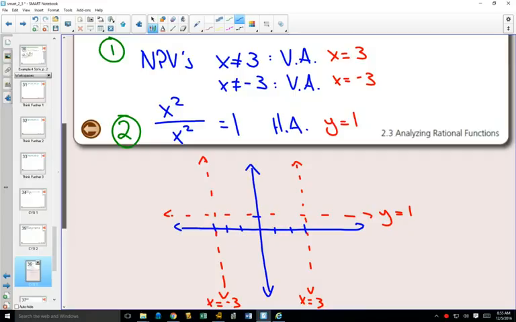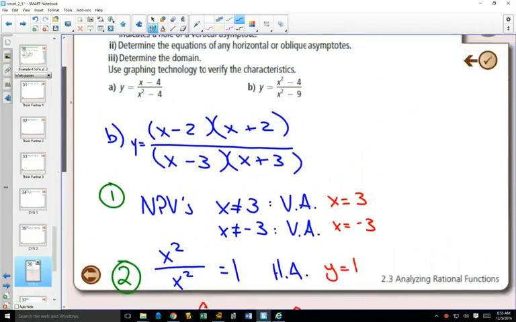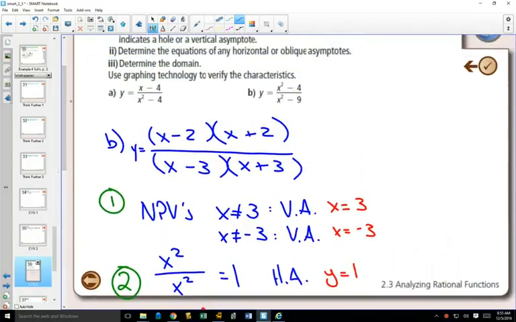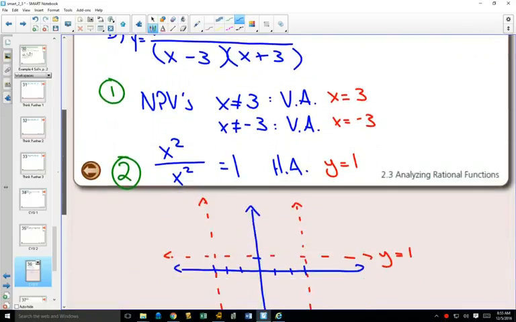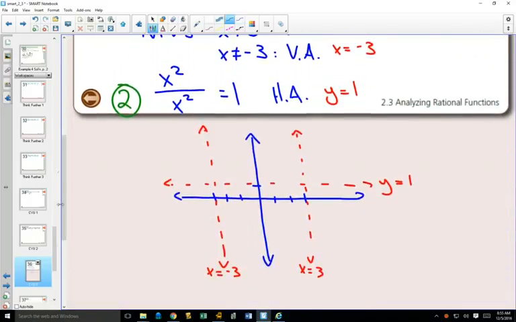Perfect. Now that we've got all of our asymptotes drawn, we can look at our intercepts. Again, our y-intercept is really easy to find. We can just plug in 0 for x. Plugging in 0 for x, can you see in the original fraction you'd have a -4 on the top and a -9 on the bottom? So that is (0, 4/9).